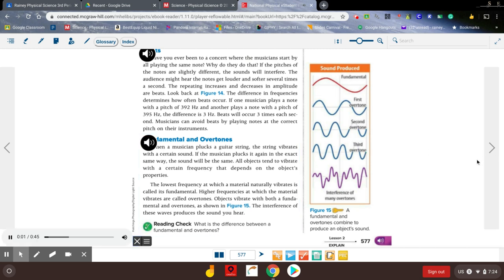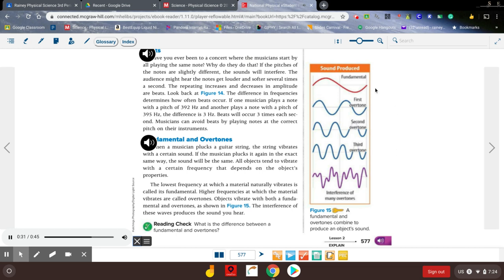Fundamental and overtones. When a musician plucks a guitar string, the string vibrates with a certain sound. If the musician plucks it again in the exact same way, the sound will be the same. All objects tend to vibrate with a certain frequency that depends on the object's properties. The lowest frequency at which a material naturally vibrates is called its fundamental. Higher frequencies at which the material vibrates are called overtones.